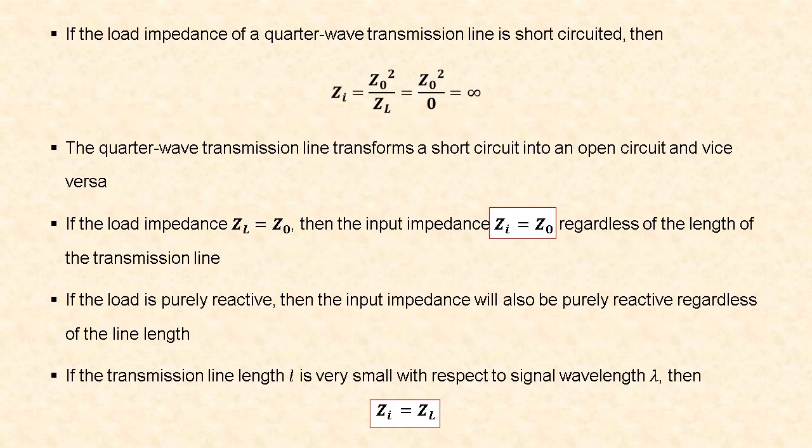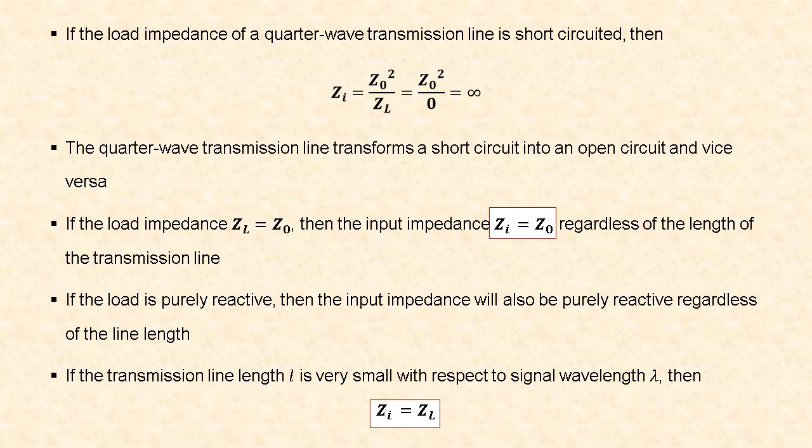Suppose the load impedance of a quarter wave transmission line is short circuited, then we have Zi = Z0²/ZL. Short circuited means impedance is 0. So Z0²/0 is equal to infinity, that is open circuited. So the quarter wave transmission line transforms a short circuit into an open circuit and vice versa.